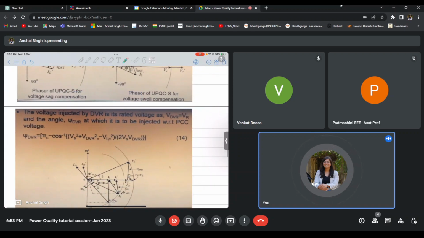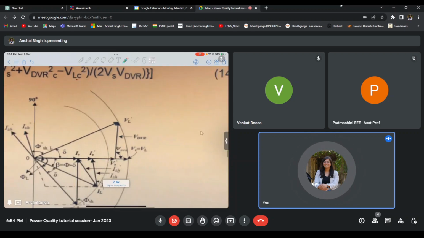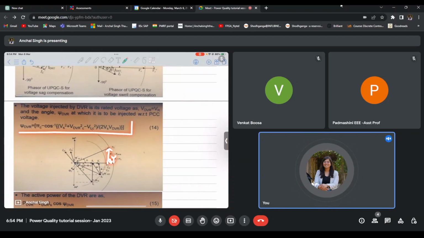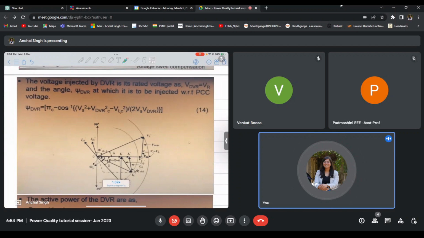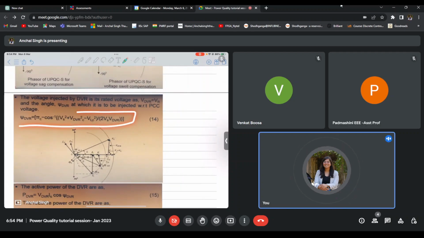And as I mentioned, here you will have to take care of the angle at which the VDVR is present. If you do proper calculations using geometry in the phasor diagram, then you will be able to obtain it. As you can see in this diagram, this is the VDVR vector, and the angle that it makes with the VS voltage is psi. This psi angle can be given by this equation. So this is what we are calculating using this. You can draw this and understand the derivation, but in case you are not interested, you can just use this equation directly.